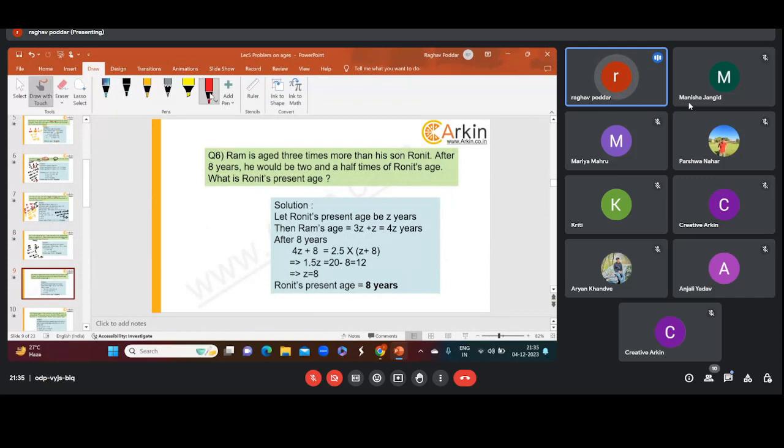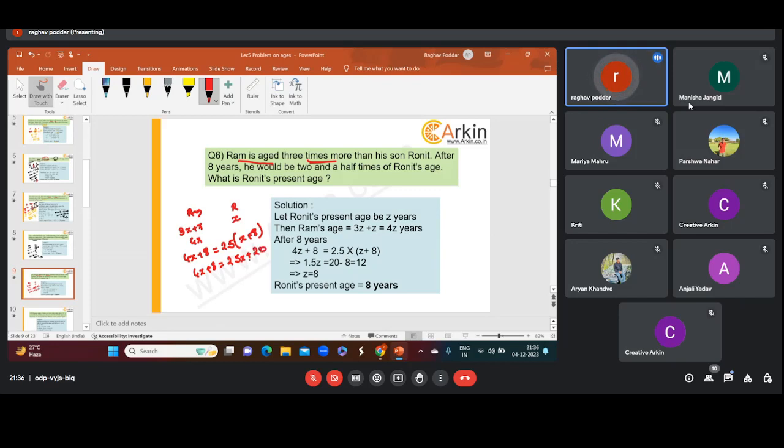Very good, Manisha. The thing that you caught is where everyone goes wrong: Ram is aged three times more, not three times of. Three times more means, suppose I take Ronak's age as x, then Ram's age would be 3x plus x, that becomes 4x. And after 8 years, it becomes 4x plus 8 and x plus 8. So Ram is 2.5 times, so this is equal to 2.5 times x plus 8. So 4x plus 8 will be equal to 2.5x plus 2.5 into 8, that will be equal to 20.